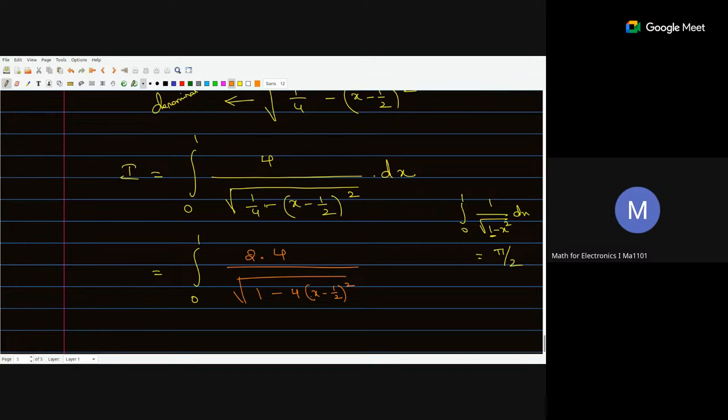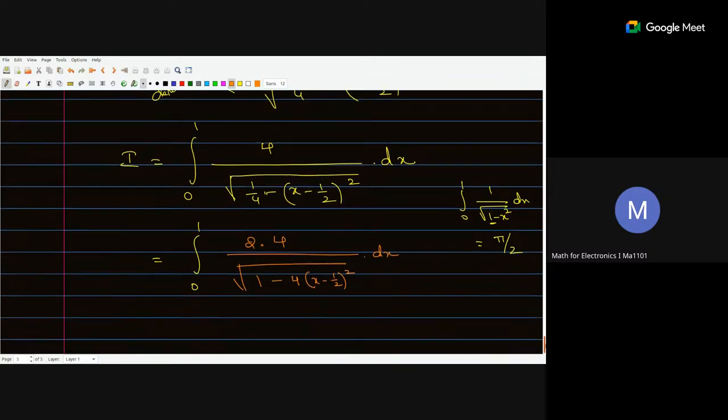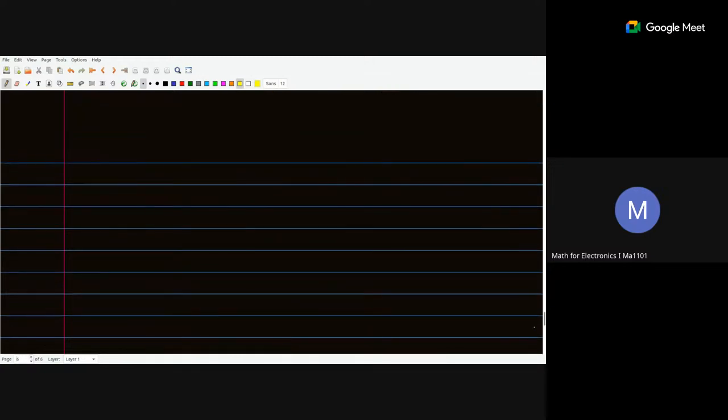Okay. Now again, if I take 4 also inside this square, what will I get? This will simply be integral 0 to 1, numerator is 8, divided by square root 1 minus, this 4 should be taken into the square. So write this as 2 square. So 2 goes inside, and when 2 multiplies to x, it will become 2x minus 2 times a half, which is 1. So this will be 2x minus 1 whole square dx. Is this okay?